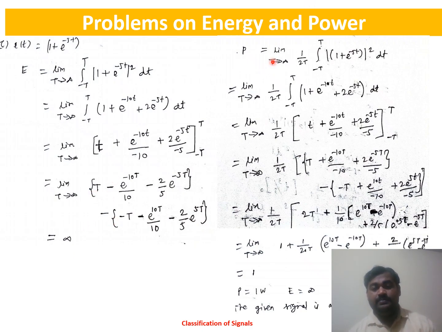Similarly, to find the power, P equal to limit T tends to infinity, 1 by 2T, integral minus T to T, modulus x(t) whole square dt. Expand this equation, a square plus b square plus 2ab. Integrate this equation, substituting the upper limit and lower limit. Cancelling, you will be getting 1. Here power is 1 watt, energy is infinite. Power is finite, energy is infinite. The given signal is a power signal.